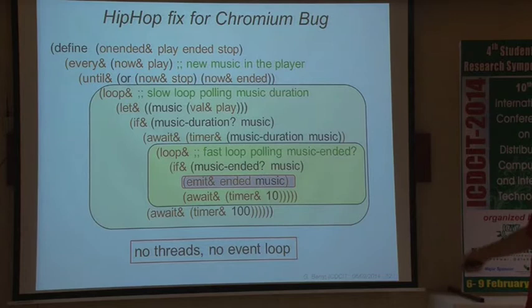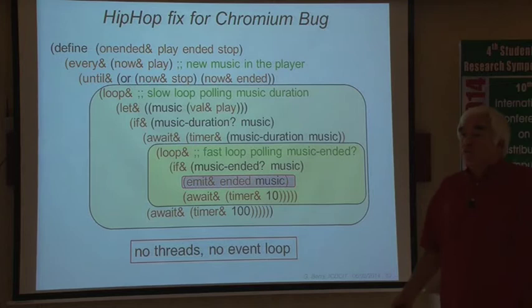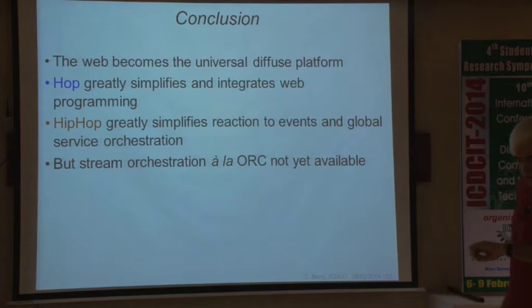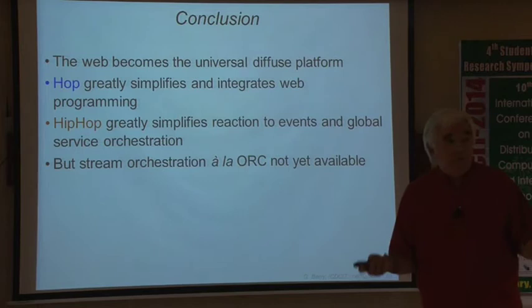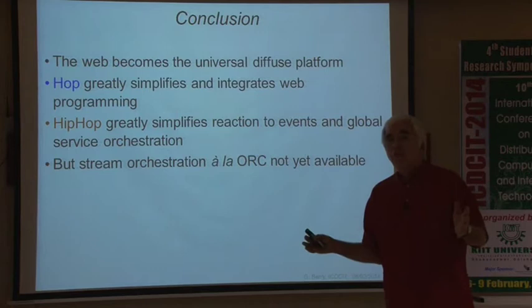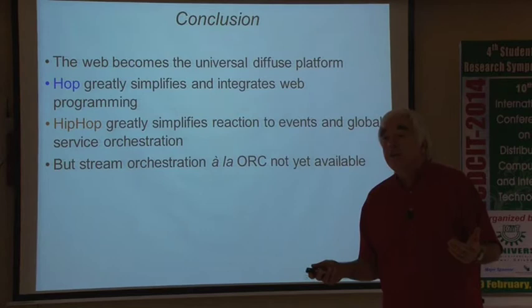So basically, you emit yourself the signal that Chromium should have emitted, and that makes no difference to her. So conclusion, the web has become the universal diffuse platform, and that's very interesting. It's a fabulous place to develop applications, except for one thing: you can be confident in nothing. That's fairly new, but it's good because you have a lot of things you cannot be confident of. That's the alternative to a very few things you can be confident of, your choice.